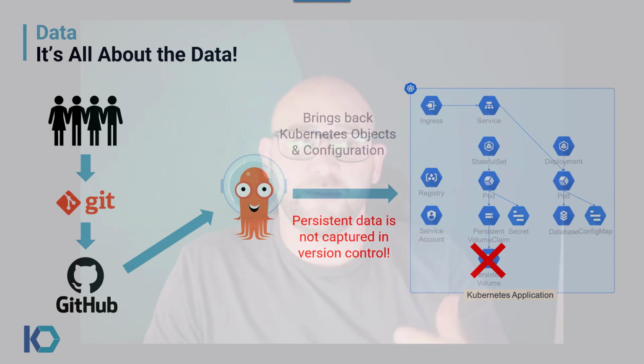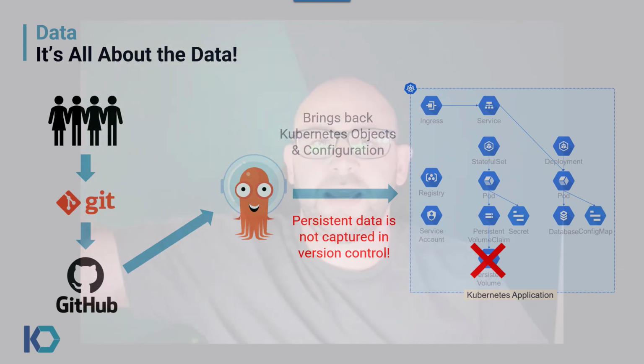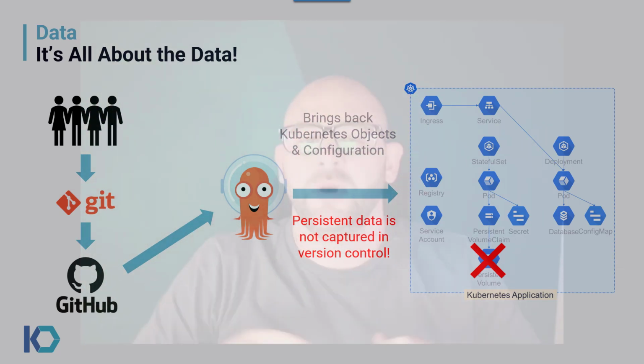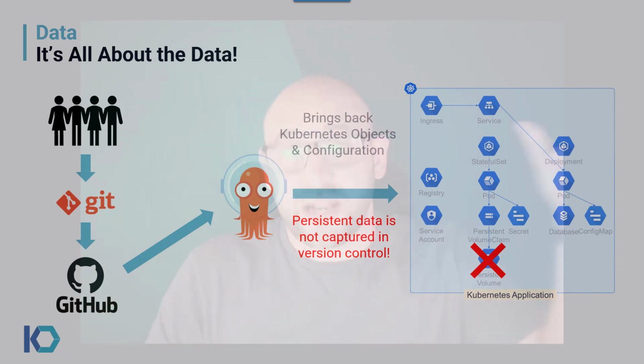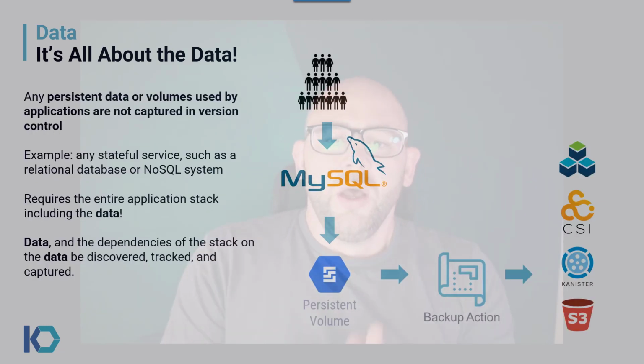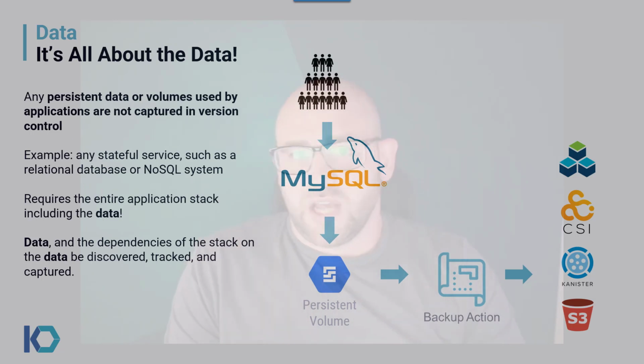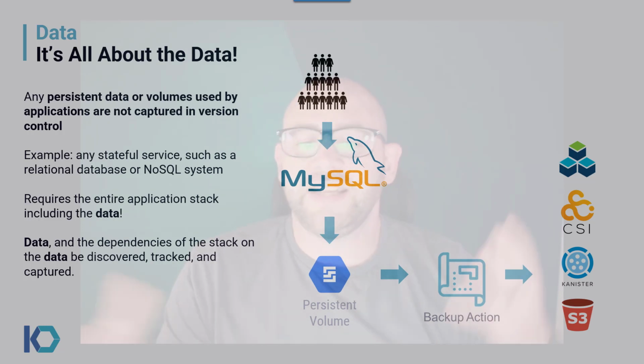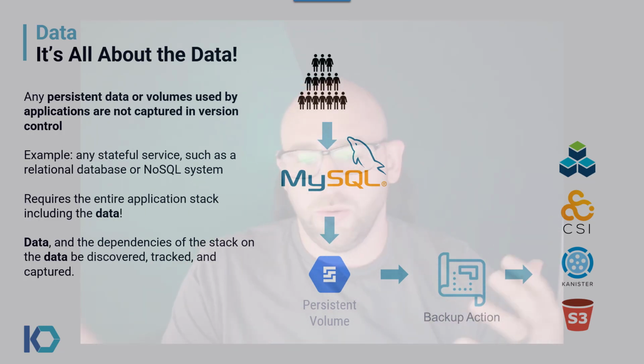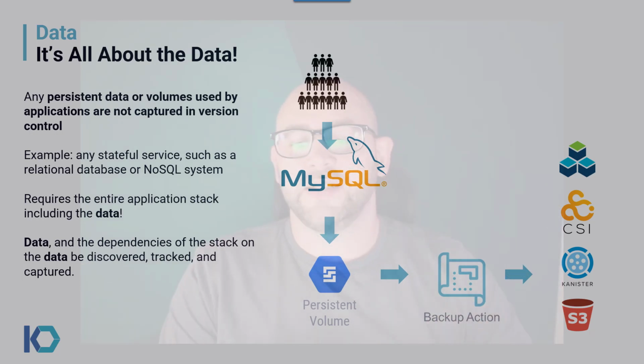And it might be the DevOps engineer or the developer that actually incorporates this, whilst there is also an operations team or a DevOps team also incorporating this into their daily, their hourly backups as well. So what I'm talking about here is just a more dynamic way of being able to protect our data at more efficient ways in the process. So as I touched on, any persistent data or volumes used by applications are not captured in version control. So any stateful service such as MySQL or a NoSQL system, it's not being captured.